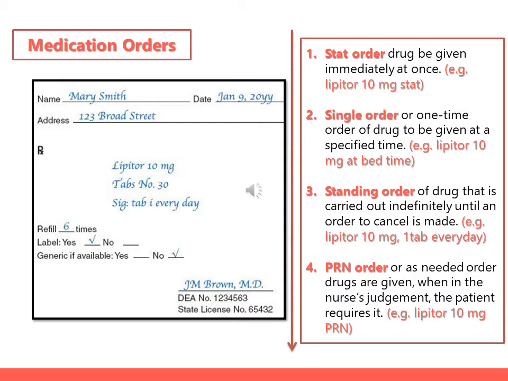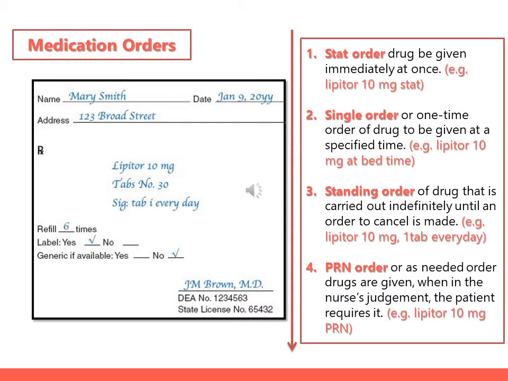We also have PRN order or as needed order. Drugs are given when in the nurse's judgment the patient requires it. For example, Lipitor 10 milligram PRN. PRN means as needed. Now, what is nurse's judgment? If your patient, for example, is taking paracetamol PRN for fever, if based on your assessment the patient has a fever, you give this medication. If based on your judgment the patient doesn't require paracetamol, you never give this one.